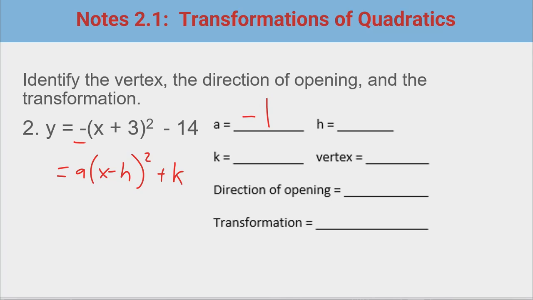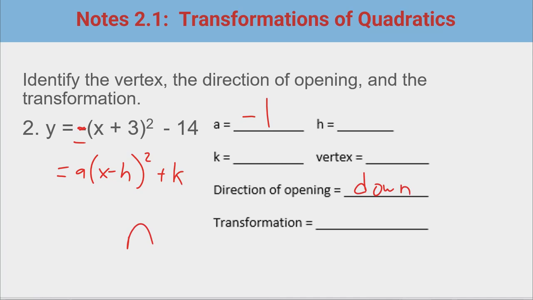And that A value controls the opening of the parabola. And since this one is negative, right, I have this negative right there. It is a negative parabola. It is a frowny parabola. So my opening is down.